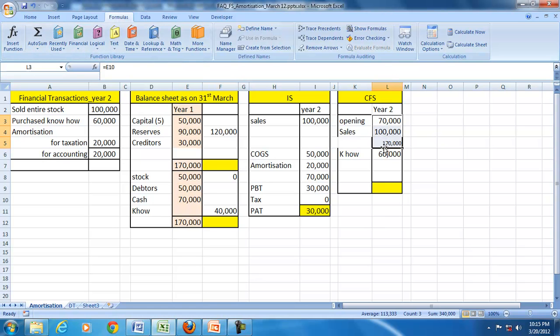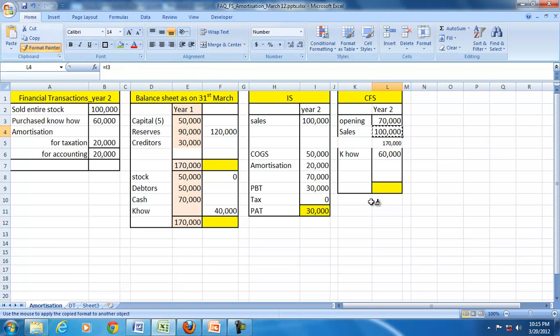The cash in hand is 70,000, plus 170,000 inflow, minus 60,000 for the purchase of know-how. So cash in hand at the end of the year is 110,000. So cash in hand is 110.